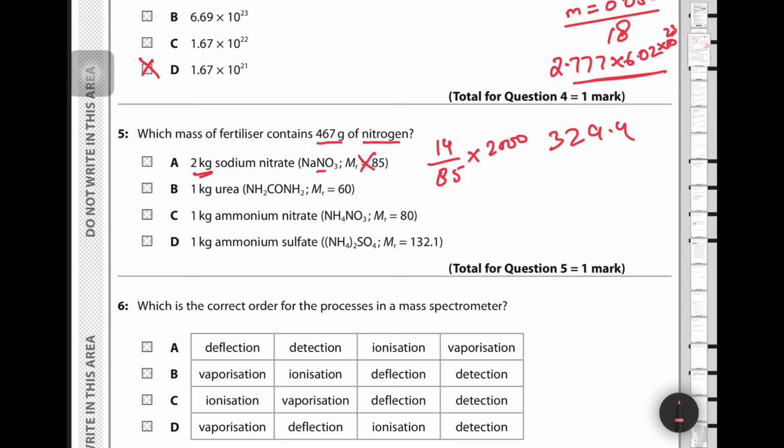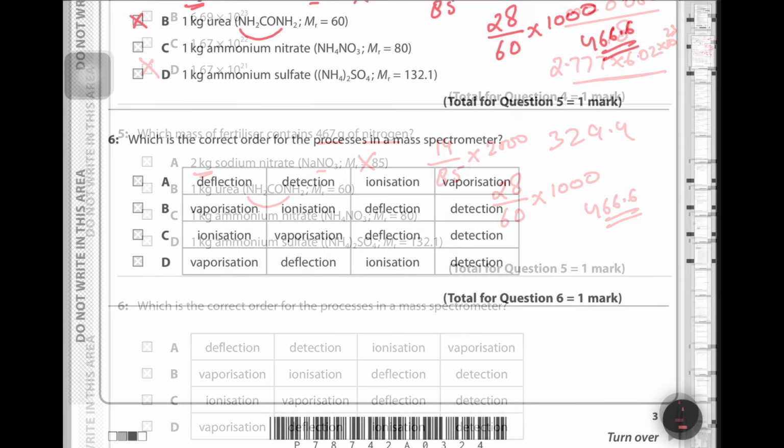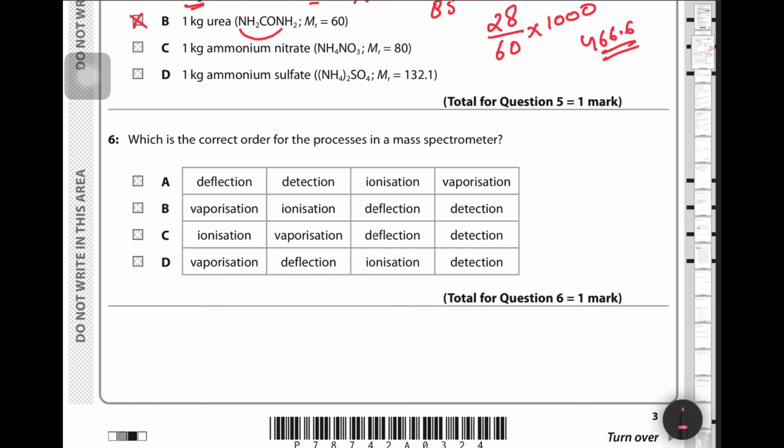Let's check the next one. It says 1 kg of urea. In urea you have 2 nitrogens, right? So 28 upon the MR into 1000. Let's solve this. 28 upon 60 times 1000, you get 466.6.